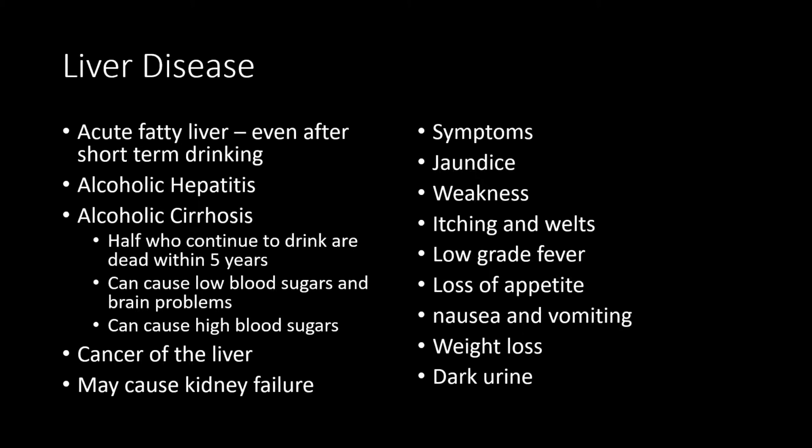Alcohol consumption can result in several types of liver diseases. Acute fatty liver can happen even after just short-term drinking. Alcoholic hepatitis can occur. Many people are familiar with cirrhosis of the liver, which is caused by alcohol. Half of those who have alcoholic cirrhosis and continue to drink will be dead within 5 years. And alcoholic cirrhosis can cause low blood sugars and brain problems, but can also sometimes cause high blood sugar.